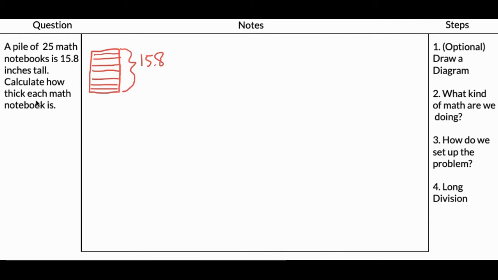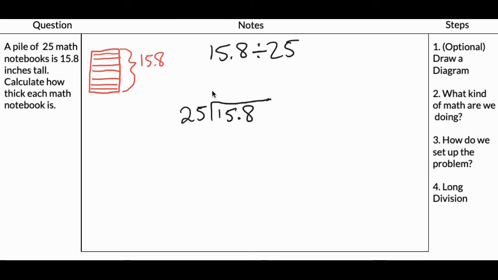So the problem that we're actually doing, the way to set it up, we have the numbers 15.8 and 25, but it's not just the bigger number divided by the smaller number. It actually should be 15.8 divided by 25. So now that we have this problem set up correctly, because we know that 15.8 divided by 25, the 15.8 has to go on the inside here.